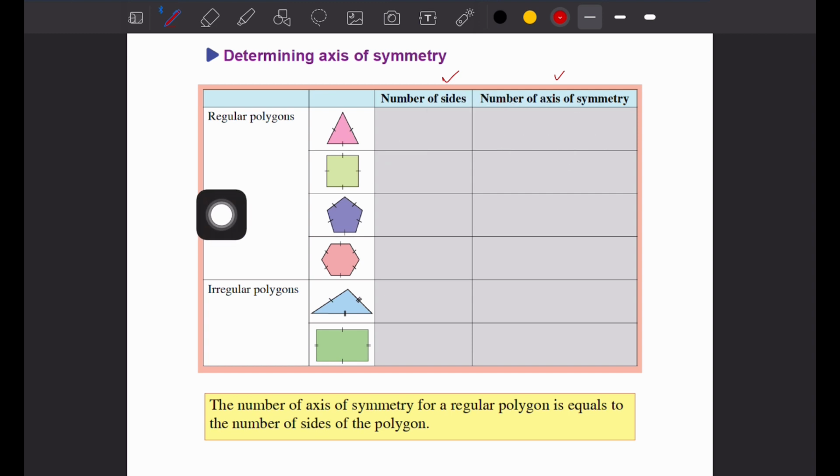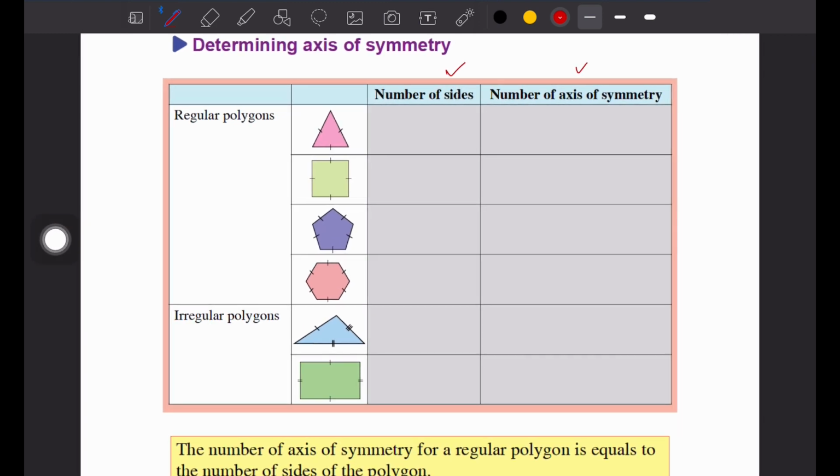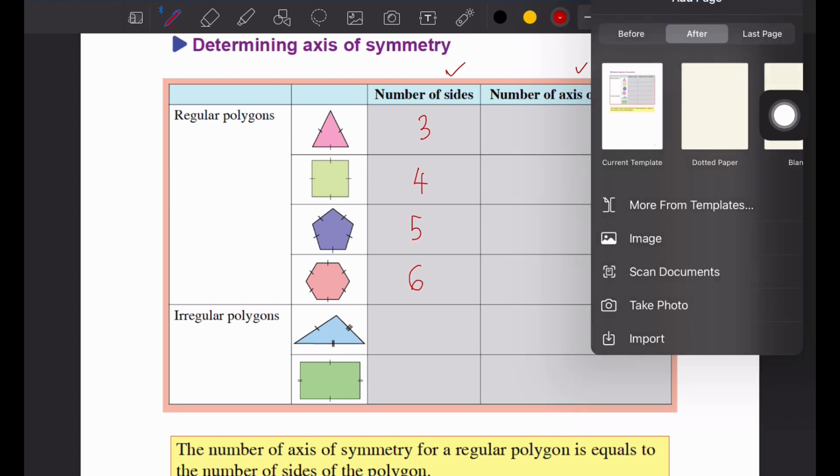Okay, so look at the first one. Number of sides: this one we have 3 sides. This one 1, 2, 3, 4, so 4 sides. This one 1, 2, 3, 4, 5, so 5 sides. 1, 2, 3, 4, 5, 6, 6 sides. For irregular, we do the regular polygons first. So next, the number of axes of symmetry. I will write it down over here.